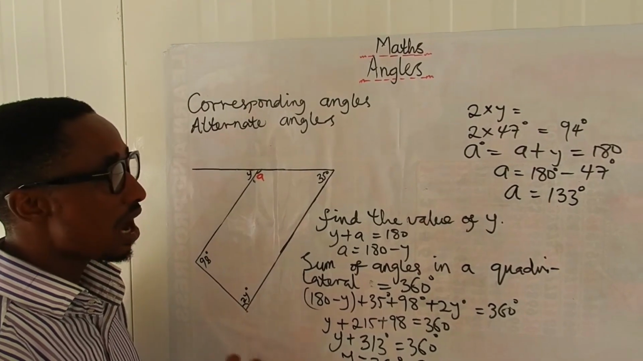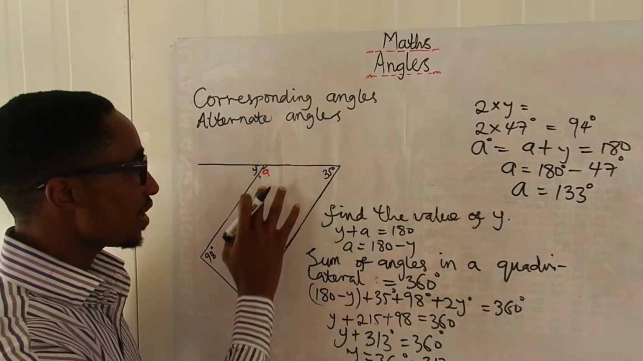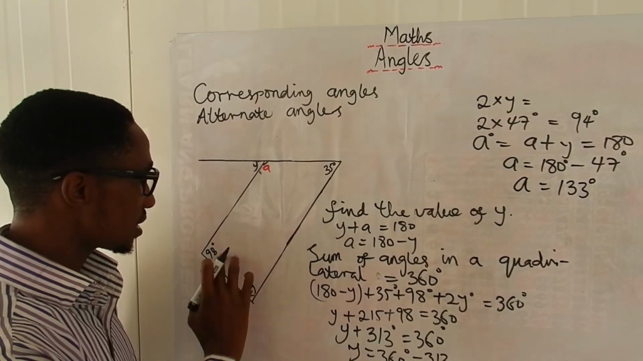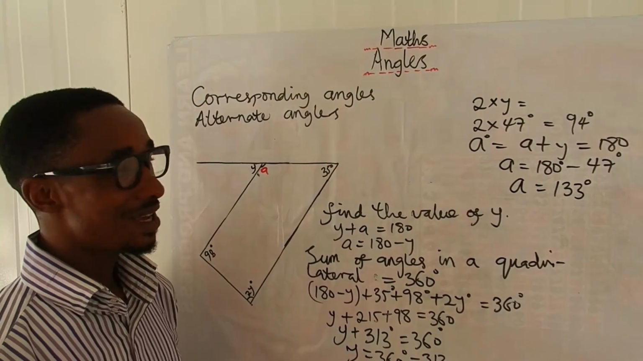The sum of angles in a quadrilateral gives you 360. If you add this angle to this, add it to this, add it to this, it sums up to 360 degrees.